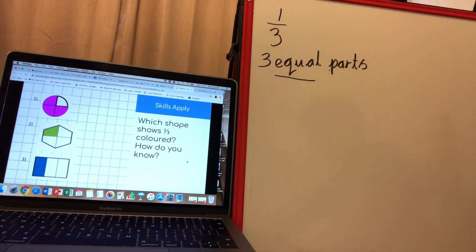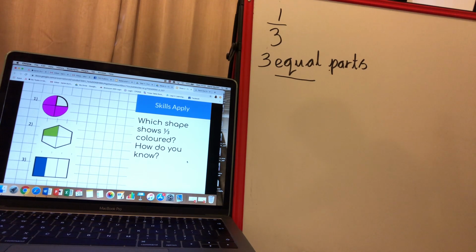Okay, next question. Again, which shape shows 1/3 coloured? Can you work that out and explain to your parent how you know which one's correct? Which shape has 1/3 coloured? Remember you can always pause the video in any of these questions while you're working it out and then start the video for me to explain which one's correct.